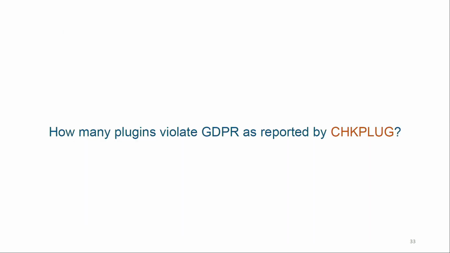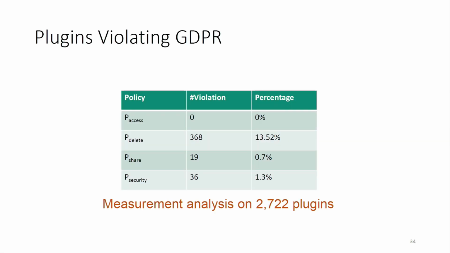So now you might be wondering how bad it looks in the real world. How many WordPress plugins actually violate the GDPR regulations? To that end, we perform a measurement analysis where we find that around 368 plugins violate the data deletion regulations, whereas we find other evidence that they violate the sharing and security policies from the GDPR law. But one thing to note here is that we didn't find any data access violation.